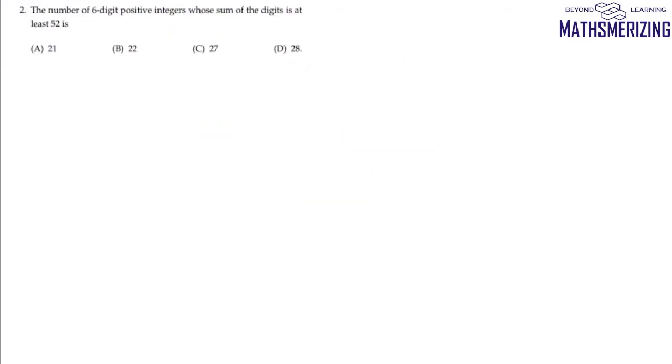Now question number 2 is: the number of 6-digit positive integers whose sum of digits is at least 52. Now we know that if we take all the digits as 9, then the sum of the digits will be 9 plus 9 plus 9 plus 9 plus 9 plus 9, which is 54. Now we need this sum to be at least 52. So we'll take the first case: when the sum is 54, in that case we'll have only one number.